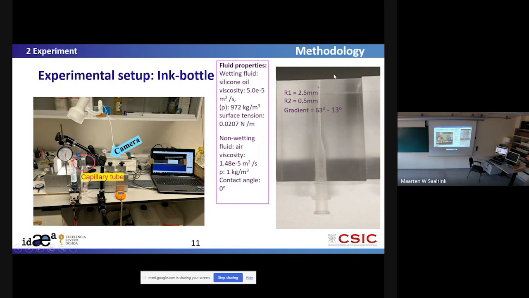So anyway, this is the bottom part of the experimental setup, and as you can see, it's a cube. The way that we make this capillary tube is by drilling. We drill, and then we change the drill bit so that it decreases the diameter. That's how we do it. It's a very simplistic method.